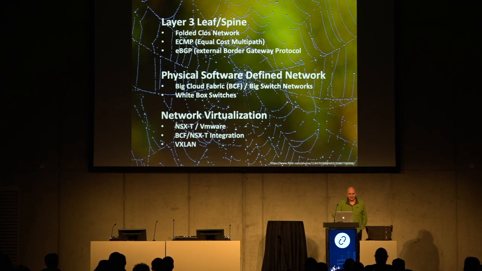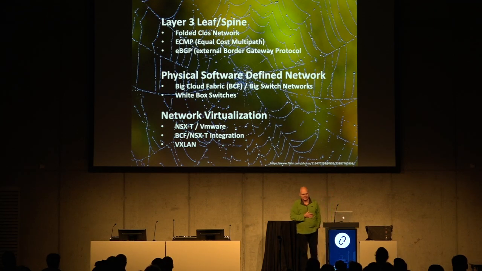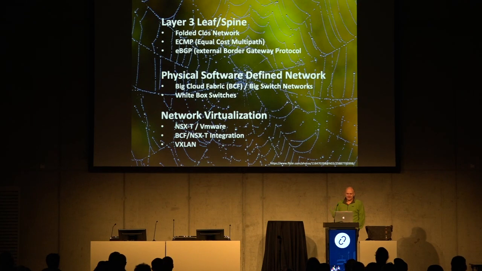And with eBGP, you tell those components in the leaf spine network how they can reach each other and how packets can really fly. So what happens to the whole OpenStack thing is that we have two kinds of software-defined network. We have one physical software-defined network made up of Big Cloud Fabric. That is the software driving the leaf spine layer, and those white box switches cabled as a leaf spine layer. This is the underlay network, and on top of that, network virtualization is what we classically built in OpenStack. That means this is built on a VXLAN encapsulation, L2 over L3.